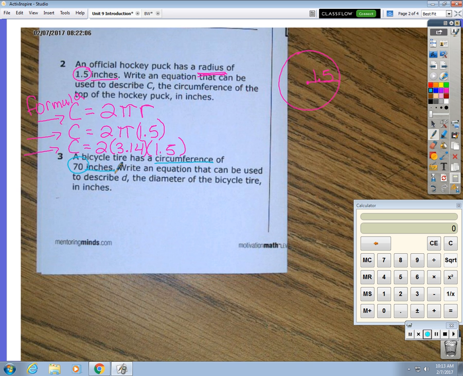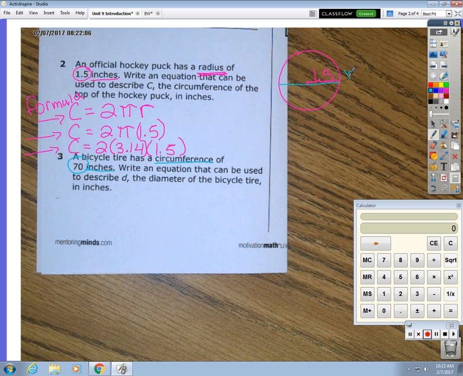Wait, I have a question on number 2. What? Where the C equals 2, where did you get the 2? The 2 is a constant. It's always there because the radius of a circle is half the diameter. So if I know the radius, I can find the diameter, which goes all the way through.